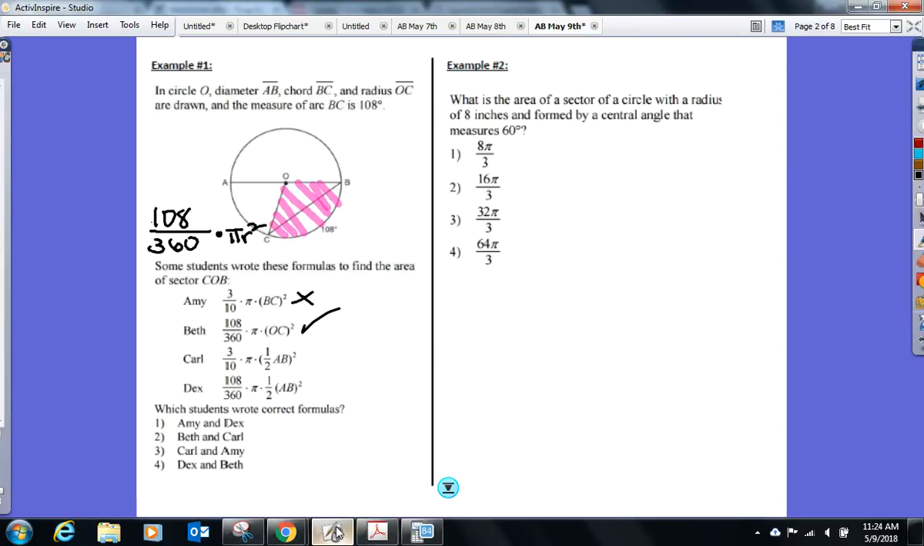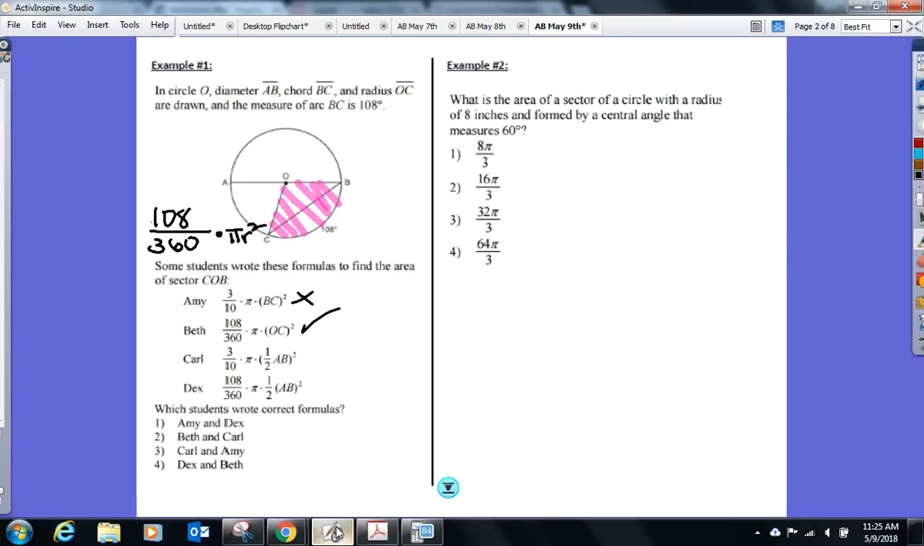Do 108 divided by 360 in your calculator. And then turn it back into a fraction and let me know what it is reduced. Math, fraction. Hit the math button, left-hand side. 108 over 360 is the same as? Okay, so they're the same, right?